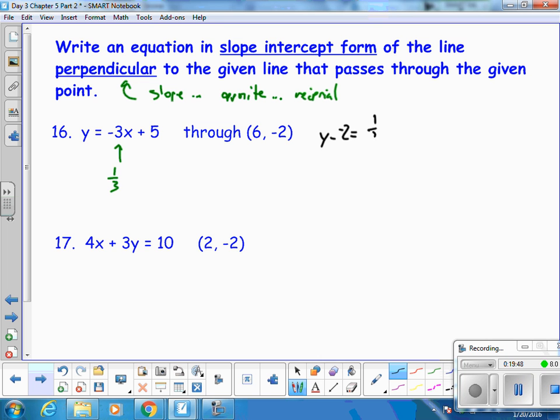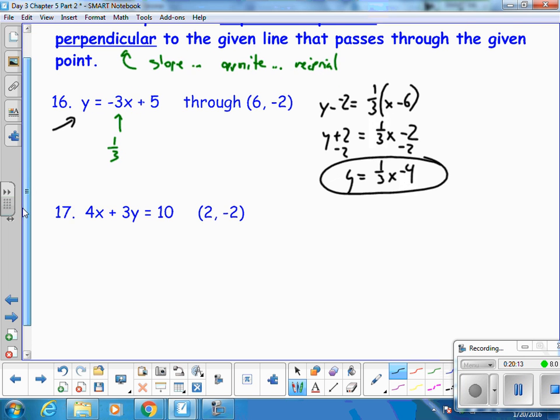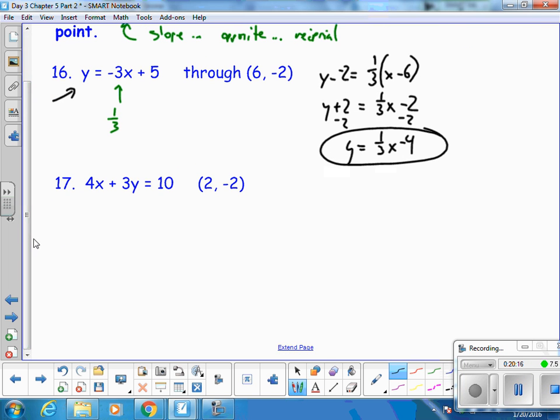My new slope times x minus 6, y plus 2 equals 1/3 x minus 2. I'm going to subtract 2 from both sides and I end up with y equals 1/3 x minus 4. So there is my equation of a line that will be perpendicular to the equation y equals negative 3x plus 5. Okay, for number 17, I would like you to try it. Press pause, I'll play it out. Let's see how we do.